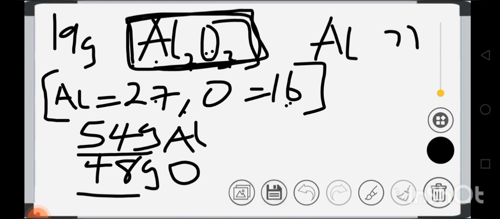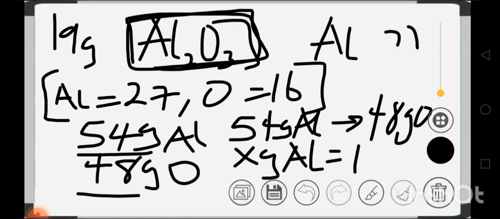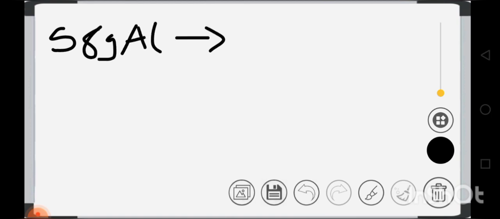Now we are going to state it like just a normal proportion. If we have 54 grams of aluminium, it corresponds to 48 grams of oxygen. Now, how many grams of aluminium will now correspond to 19 grams of oxygen? That is the question we're actually looking at now. So let me just write it again.